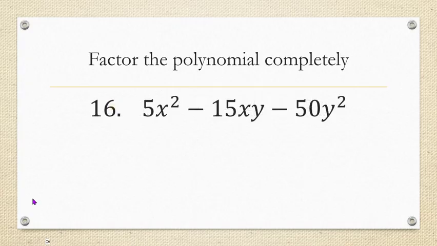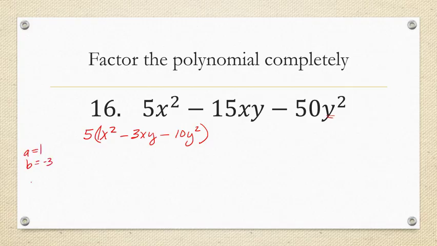Okay, once again, see if there's something you can factor out of all three terms. There is, it's a 5. That'll leave us with x squared minus 3xy minus 10y squared. Okay, this one's a little different because we've got variables in this position down here. So think of this, your A is 1, B is negative 3, and C is 10. So A times C, let's do our x again. A times C is 10. What is our B value? Negative 3. Okay, factors of 10 are 1 and 10, and 2 and 5.